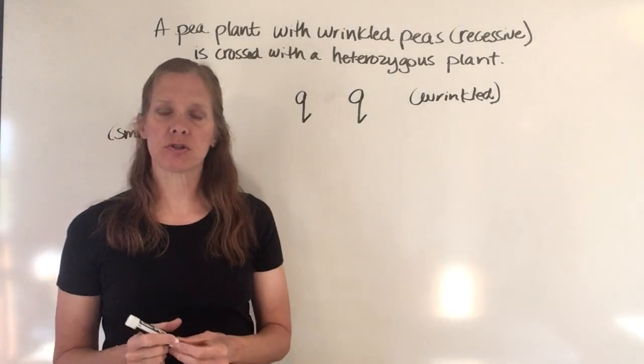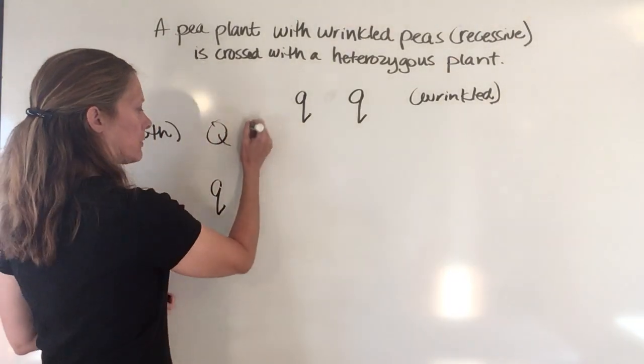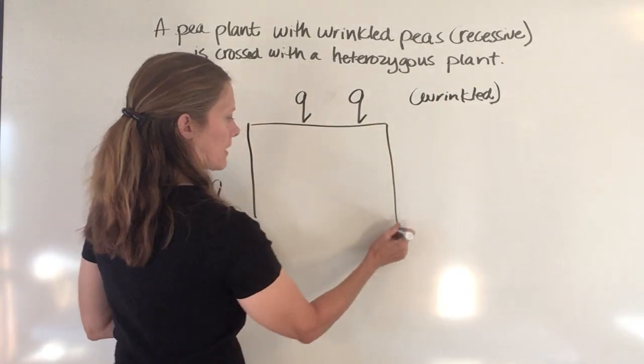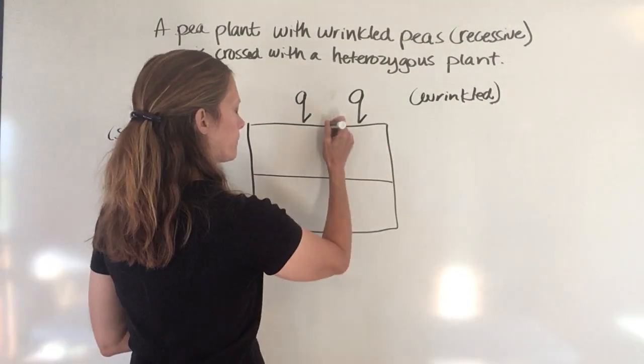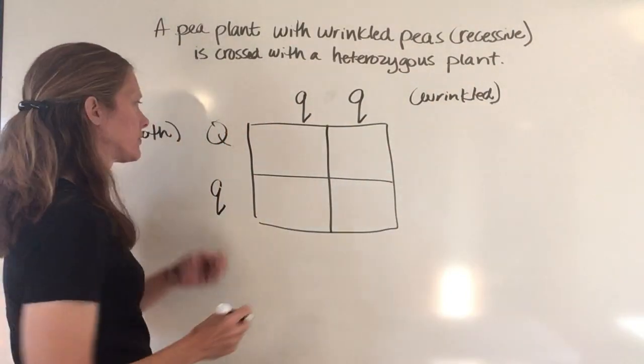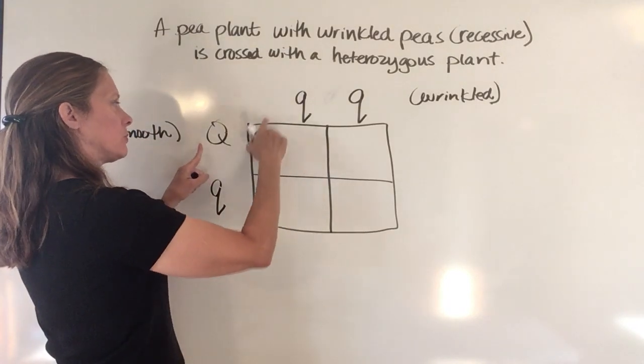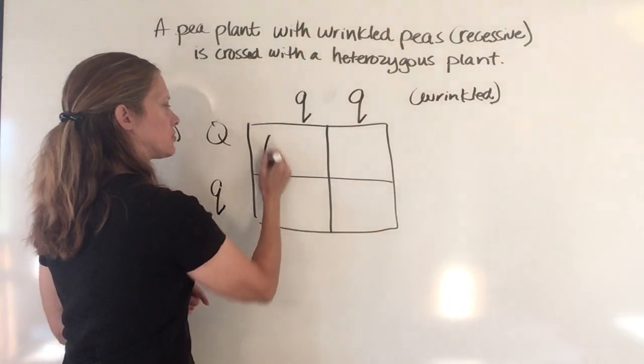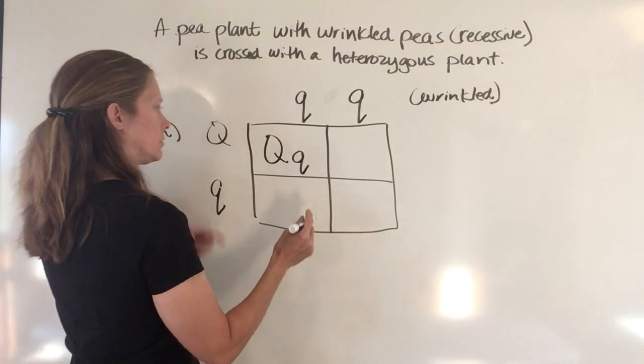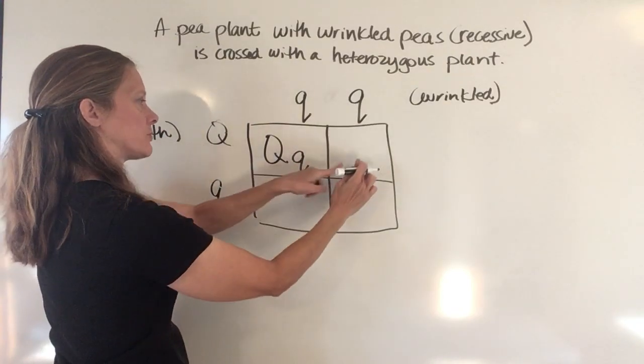So what happens when I cross these two together? Well, I'm going to draw my Punnett square like this, and then I'm going to cross them together. So my first offspring will have these two traits in it, so I'll have a capital Q and a little q, and that's what this one will have also.